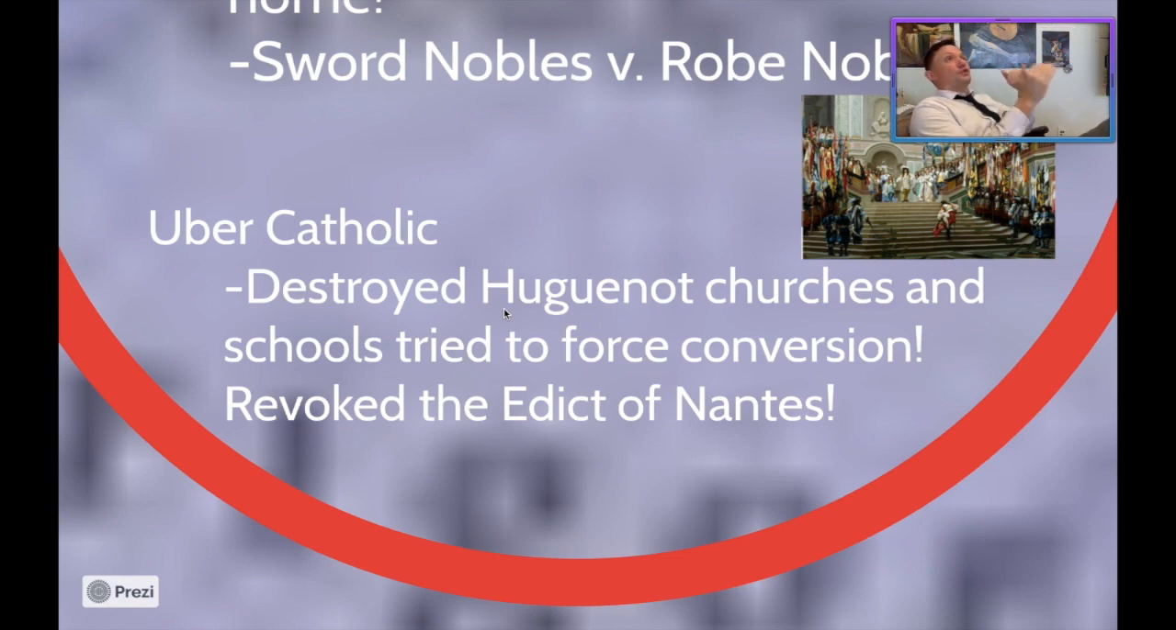He also is going to do something very, very big and important. He is going to revoke the Edict of Nantes, right? The Edict of Nantes, the document that said that Huguenots were allowed to practice freely inside of France, is going to be revoked by Louis XIV, even though, again, his grandfather is the one that brought it into power, of course, Henry IV, i.e. Henry the Great, right?